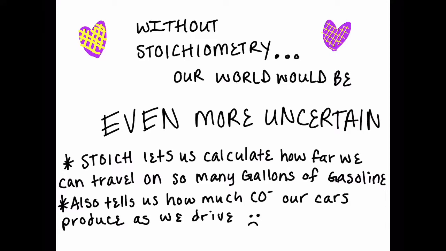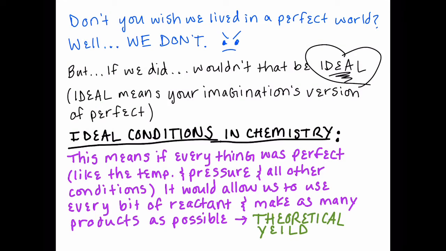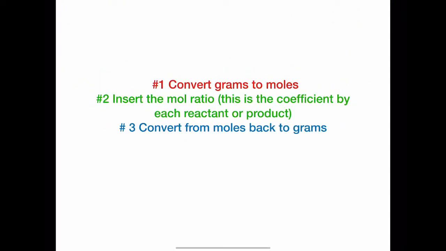But without stoichiometry, our world would be even crazier. It would be even more uncertain than it already is. Stoich lets us know how far we can travel on however many gallons of gas we have in the tank. And it also tells how much carbon monoxide we're pumping into the ozone. Boo! I wish we lived in a perfect world, don't you? But we don't. And if we did, that would be ideal, which means it's your own imagination's version of perfect. But in chemistry, ideal conditions mean perfect conditions: the perfect temperature, the perfect pressure, the perfect everything. And that's going to show us how much we can make of our theoretical yield.